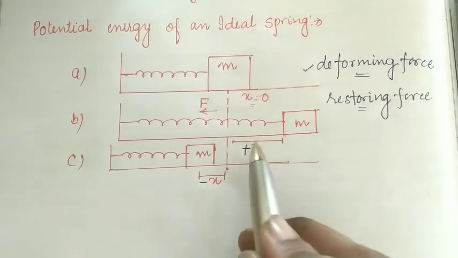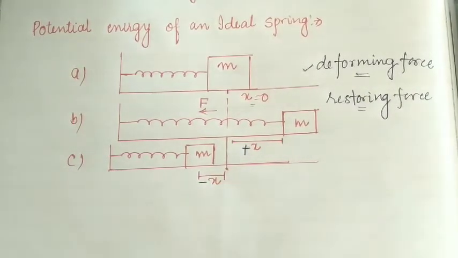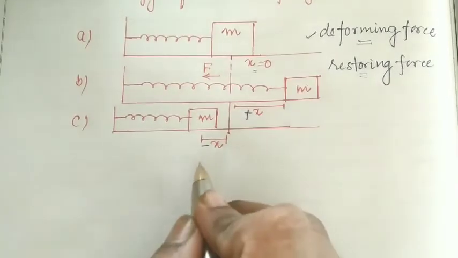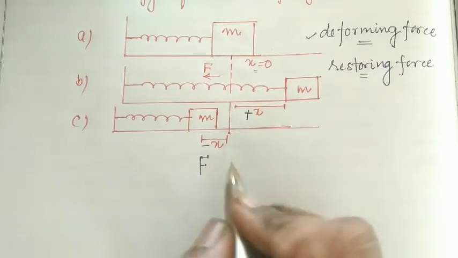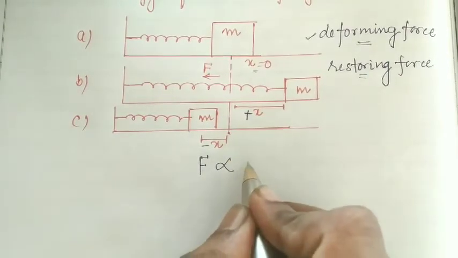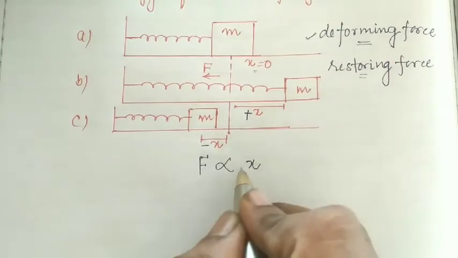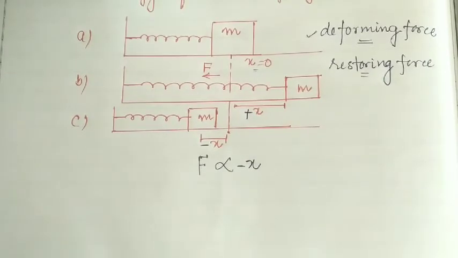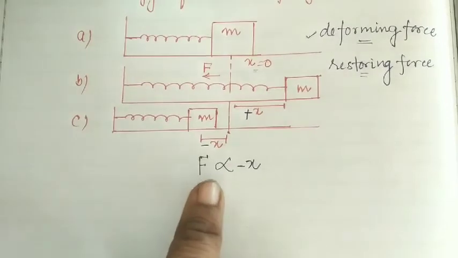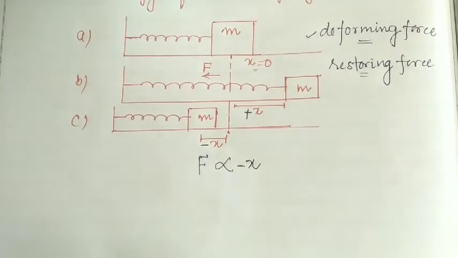So once the spring got elongated and stretched, we can conclude that this restoring force, which will try to regain the original state of the spring, is directly proportional to the displacement of the spring, but directed toward the center, that is, toward the equilibrium position. The restoring force is directly proportional to the displacement in the negative direction.